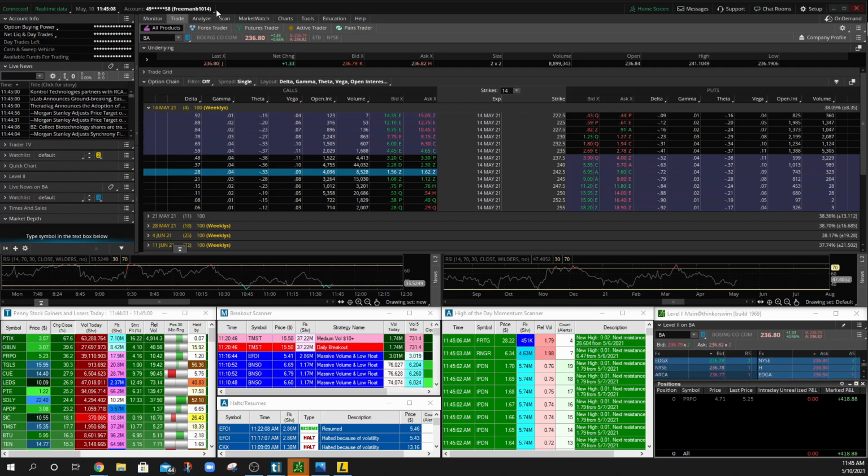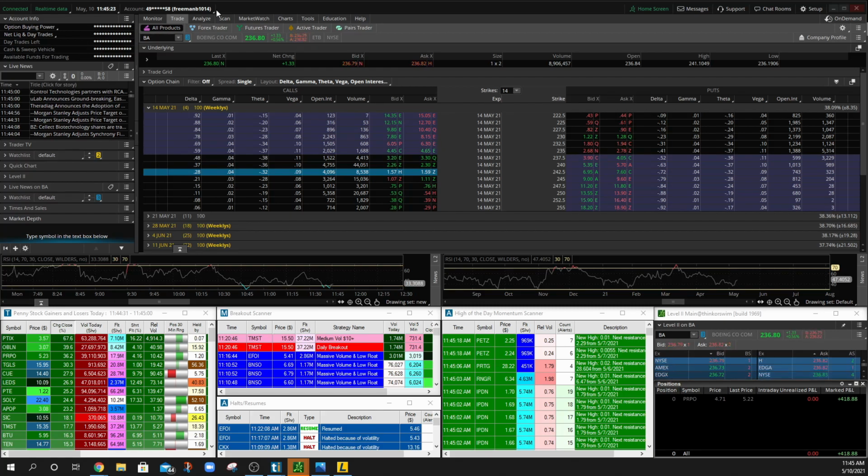Now, could you get in and out of that? You could get in and out of that contract, but the spread with low volume, all right? Keep that in mind. The lighter the volume, typically the more spread there's going to be. That's not always 100%, but I've noticed that over my trading career.